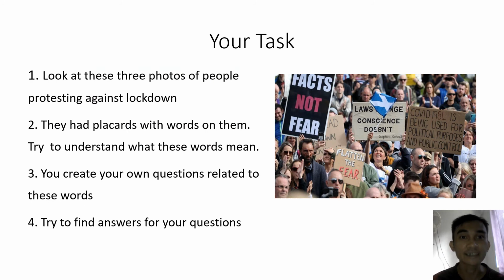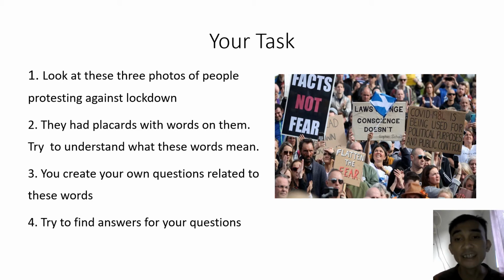So your task is that you are going to look at the photos of people protesting against lockdown. Like in this picture, these people were protesting against lockdown. And if you notice, there were placards. So what are placards? Placards are like this. These cards, you see them holding signs. So these can be called placards.